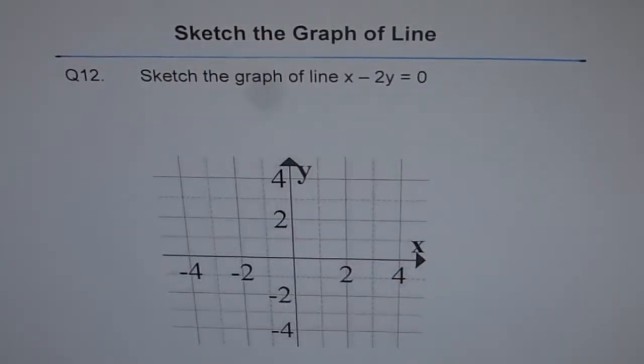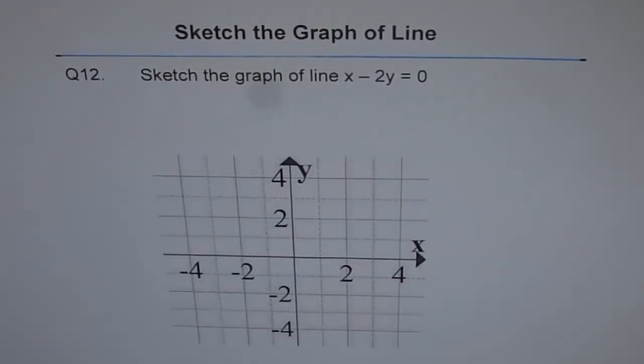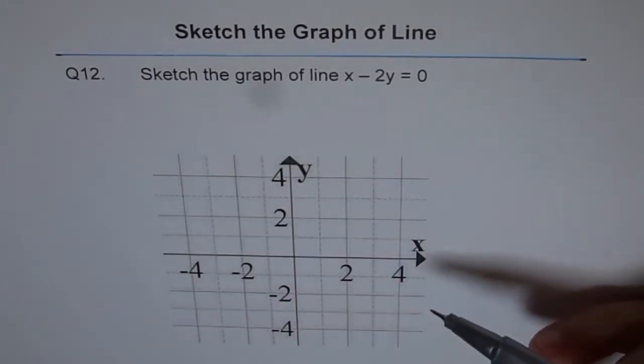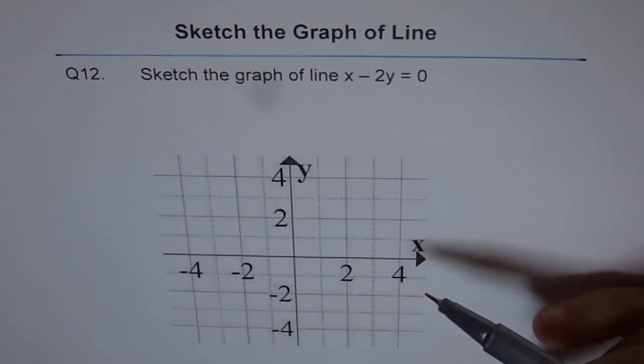Sketch the graph of line. Question 12. Sketch the graph of line x minus 2y equals to 0. Now this is in standard form, and let's try to find x and y intercept for this as we did for the previous ones, correct?